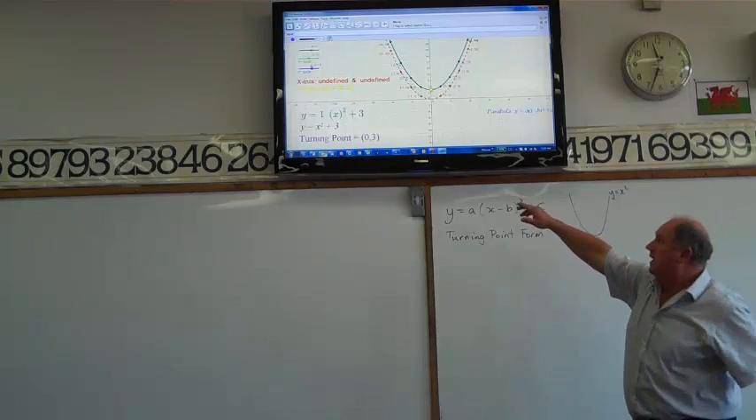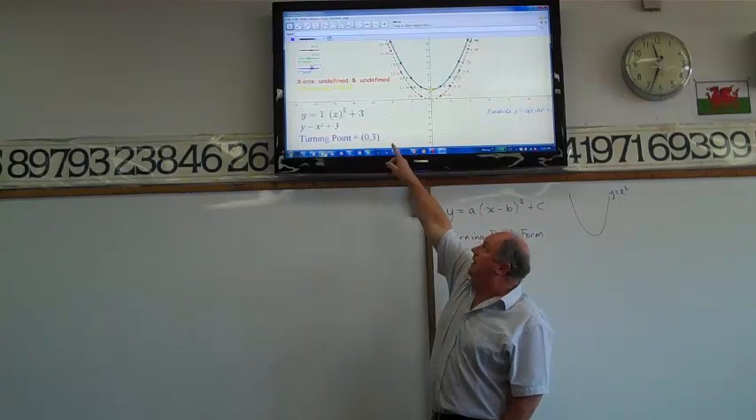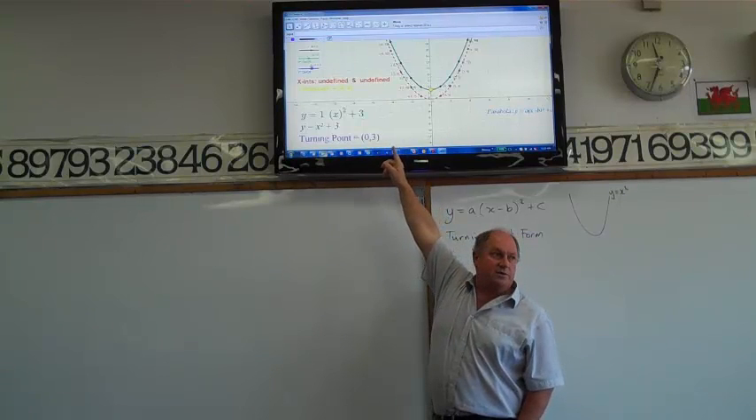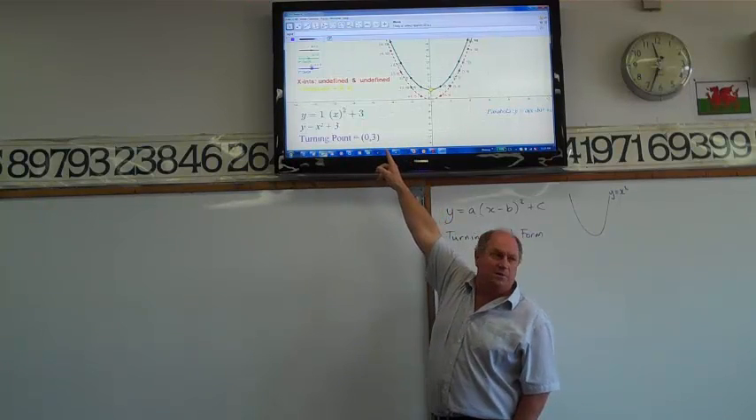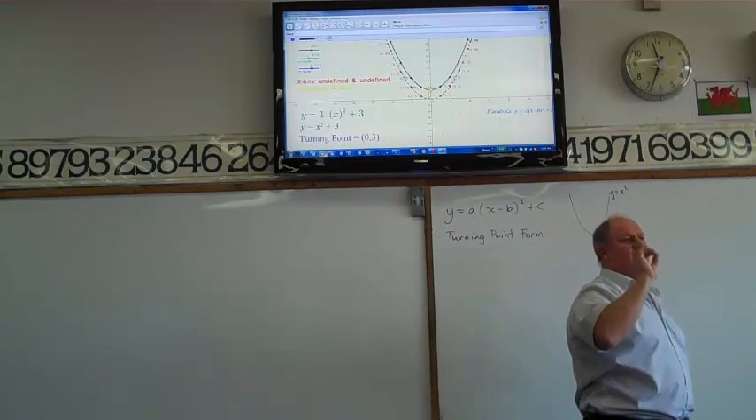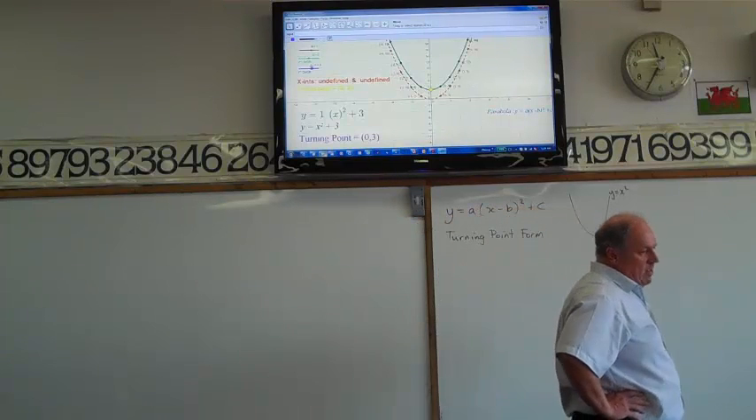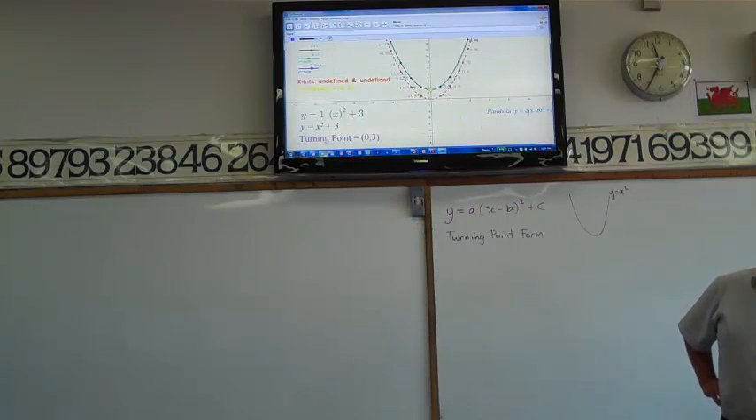What do you notice now the turning point is? 0, 3. The x-intercept, there's no x-intercepts. It says they're undefined. The y-intercept is 0, 3 also. Alright, can you draw that graph? Every point's gone up 3. Okay, so that's the graph of y equals x squared plus 3.